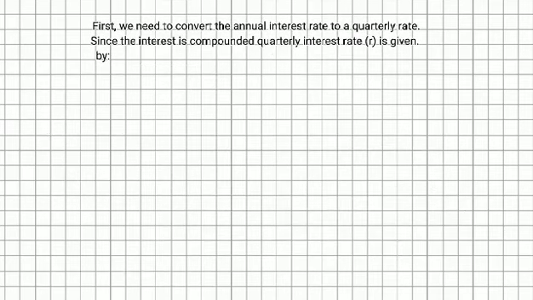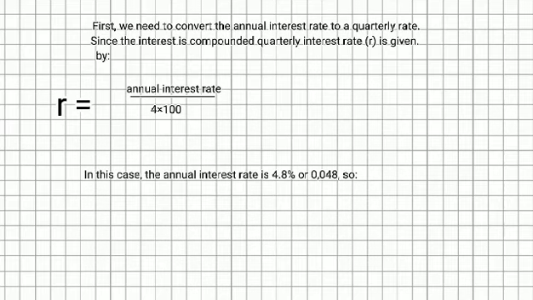First, we need to convert the annual interest rate to a quarterly rate. Since the interest is compounded quarterly, the interest rate is given by r equals annual interest rate over 4 times 100. In this case, the annual interest rate is 4.8% or 0.048. So, r is equal to 4.8 divided by 4 times 100, and the result is 0.012. Now, we can use the formula to find the present value or PV.